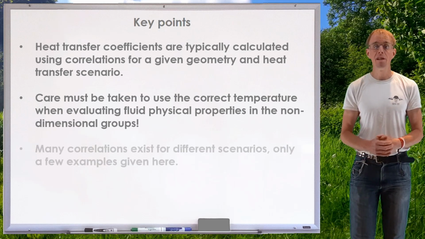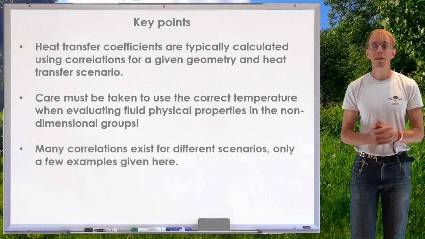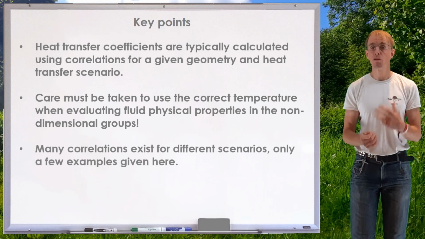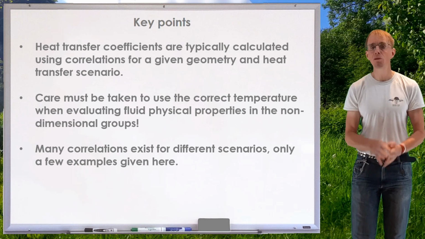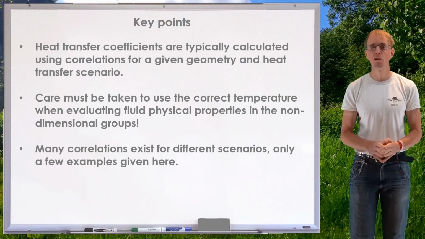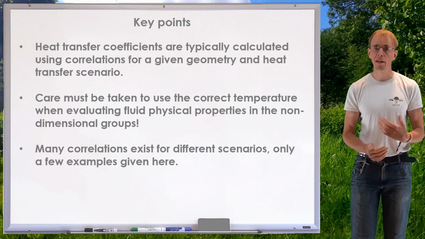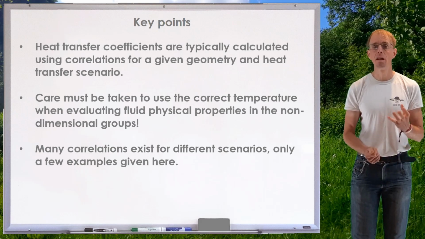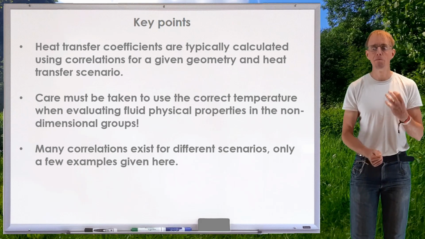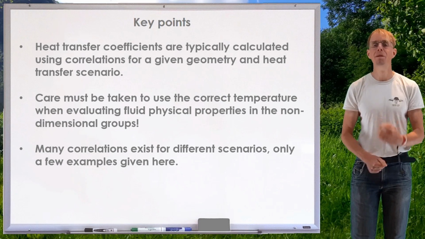We've also seen that there are many different correlations out there. We've looked at effectively 4 or 5, but if those aren't relevant to the problem you're trying to solve, do have a look at, for example, Incropera and DeWitt or other heat transfer resources, and you'll be able to find lots more correlations that might be more applicable to the exact problem that you're solving.